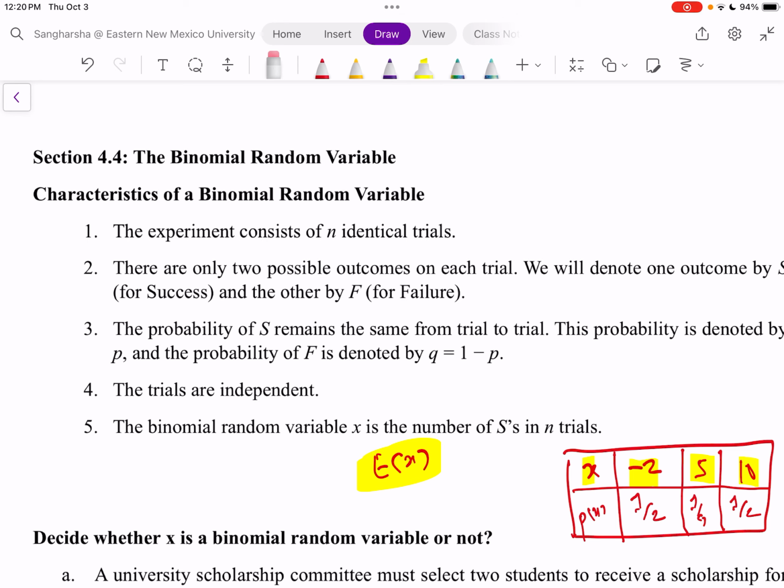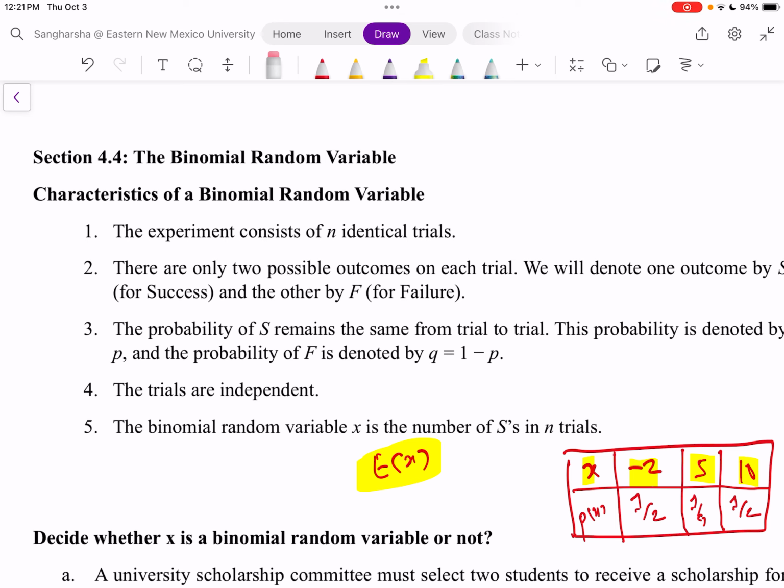So head or tail. Similarly, if you are asked whether you will pass this course or not, how many responses do we get? Two, yes or no. So we will be focusing on the experiment that has two possible outcomes. And this binomial random variable has 5 different characteristics.